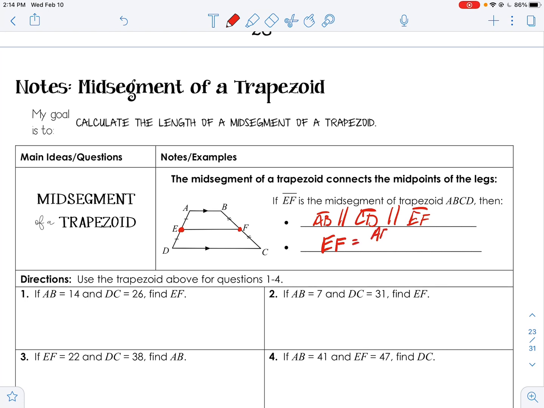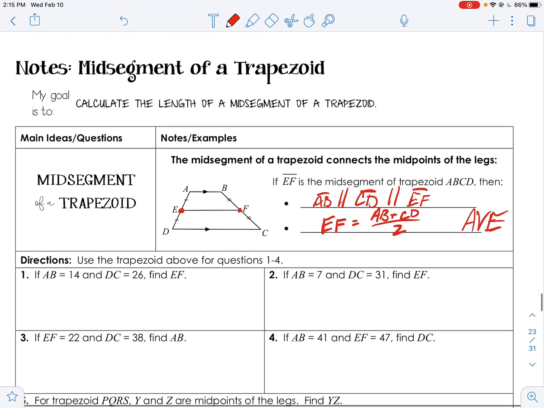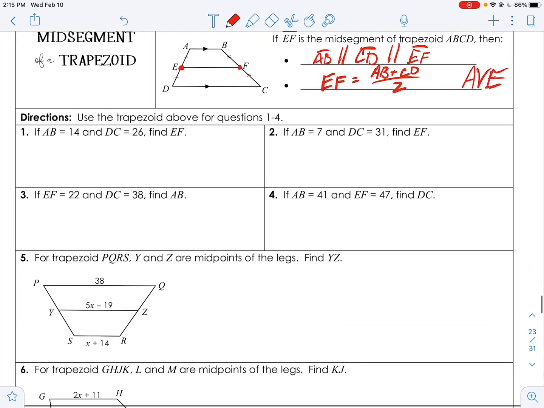EF will be equal to AB plus CD divided by 2, also known as the average, because we take two amounts, add them together, divide by how many. That's the average. So take the small length, take the big length. What does it become in the middle? What's the medium? That's all that does.